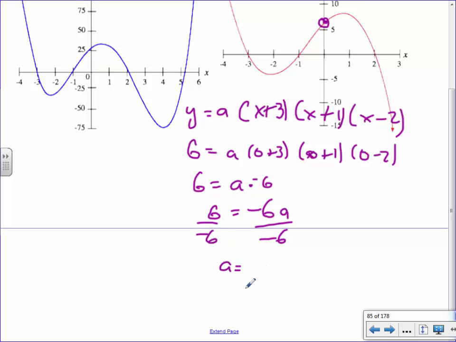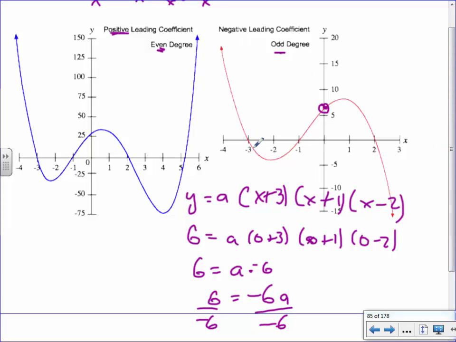Actually, this one was really convenient and easy. It looks like the a value was negative 1. I mean, it could have been a 2 or a 3 or a 4. It just worked out to be 1. But the negative makes sense, though, right? It should have been a negative value because we knew that it has that shape to it. When a cubic or a linear or any sort of function goes with the downhill slope, it should have a negative coefficient.